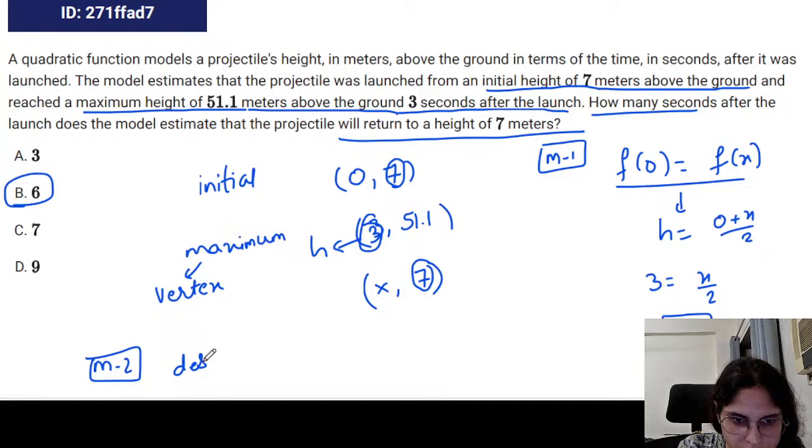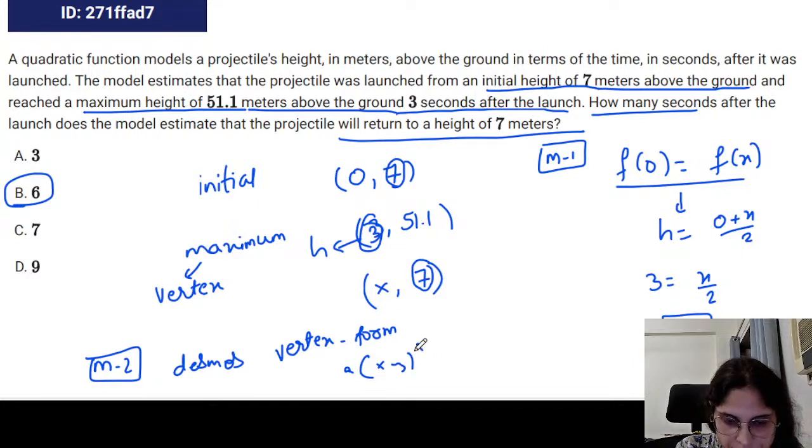Method 2 is Desmos and regression. In method 2, like I told you, there is a vertex given and there is one more point given. So to find it out, use vertex form. Vertex form is going to be a times (x minus 3) whole squared plus 51.1. And there is the point (0, 7).